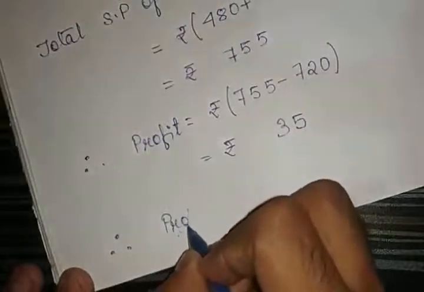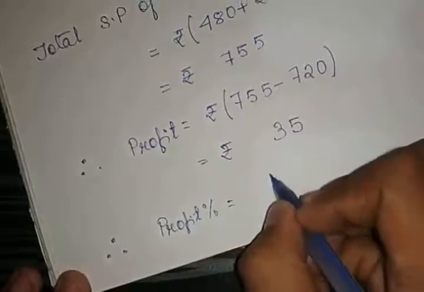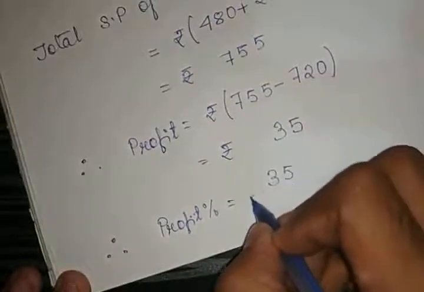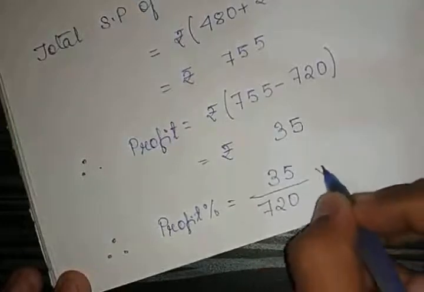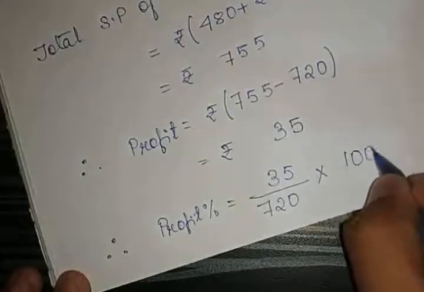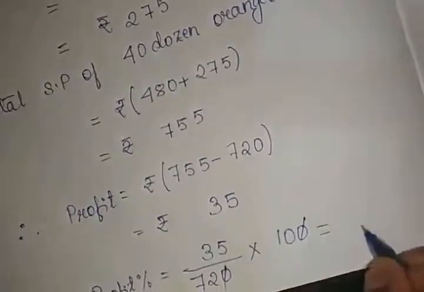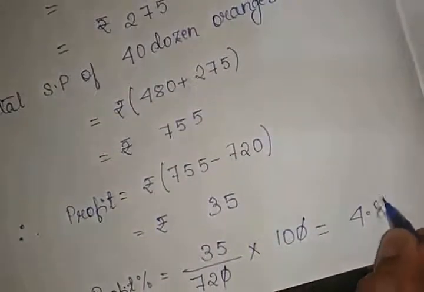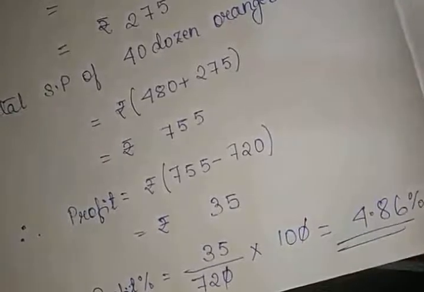So therefore, profit percent will be equal to profit divided by the cost price multiplied by 100. So this 0 and this 0 will cancel out. After solving this, you will get 4.86%, and this will be the answer for this one.